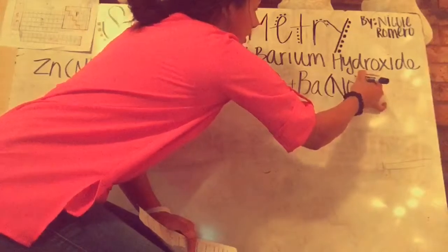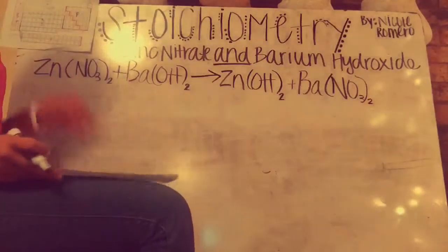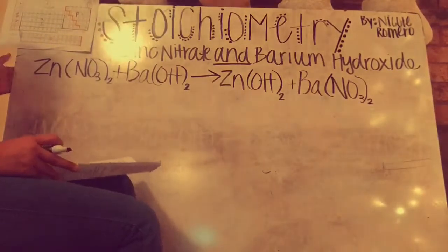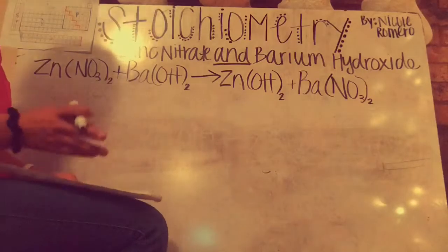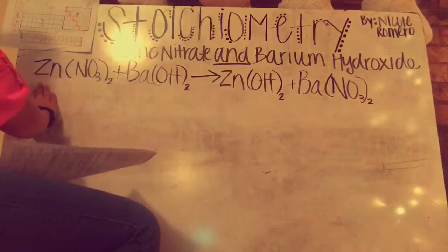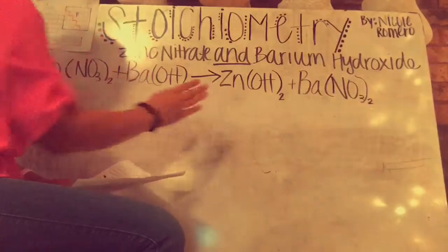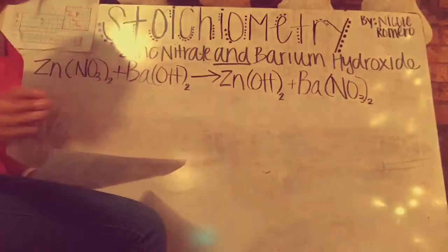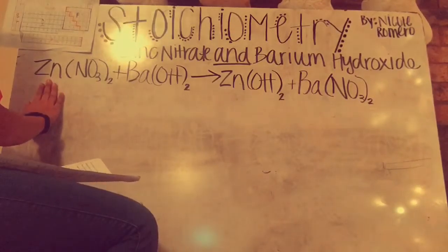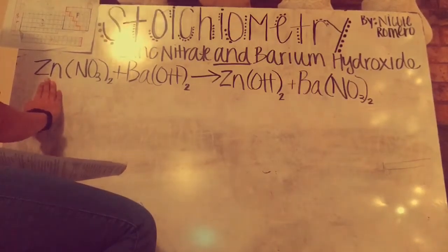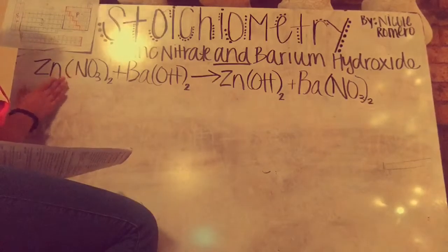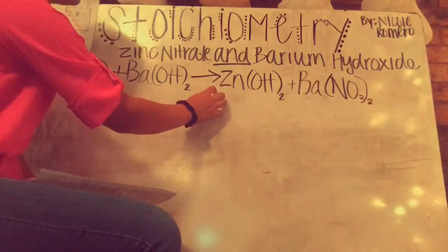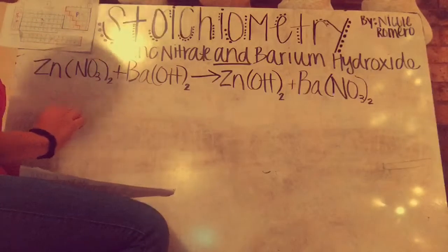Okay? So you have your equation here, and it is balanced. Now when I say balanced, I mean that each element has the same number of itself in each side, in the reactant side and the product side. I'll show you. So we want to first start off with zinc. On the reactant side, we only have 1, and on the product side, we also have 1. There's no coefficient or subscripts to change the amount.